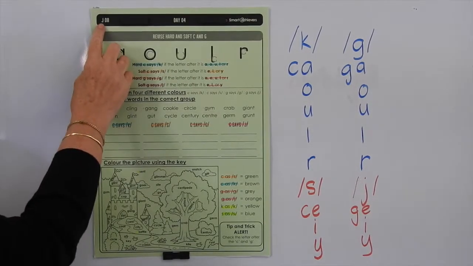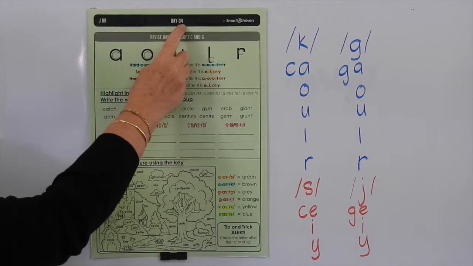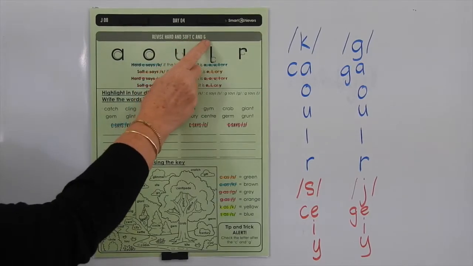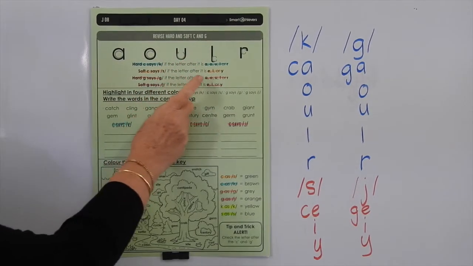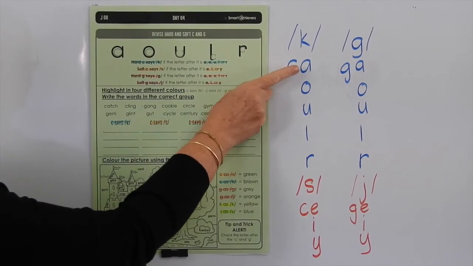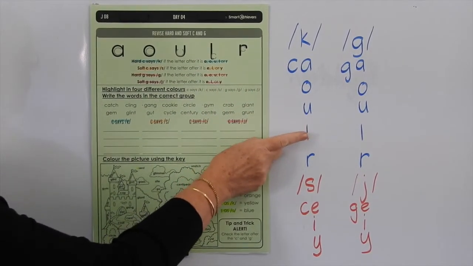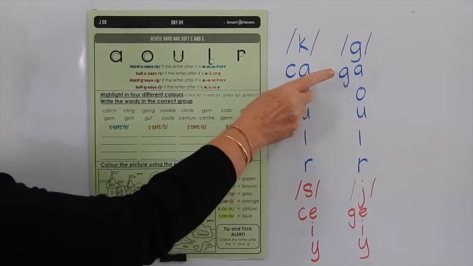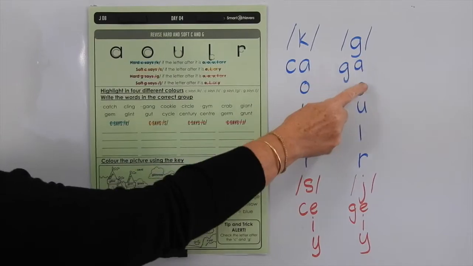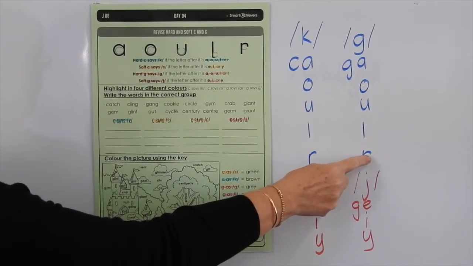This is level J, list 8, and we're doing day 4, and we're revising the hard and soft C and G sound. So you know that a C will say K, its hard sound, if it's followed by an A, O, U, L, R. And a G will say its hard sound if it's followed by an A, O, U, L, R.